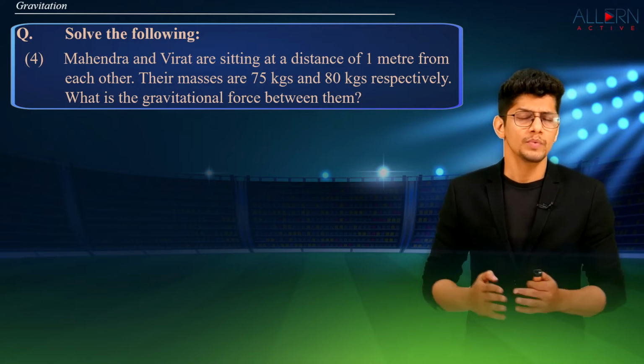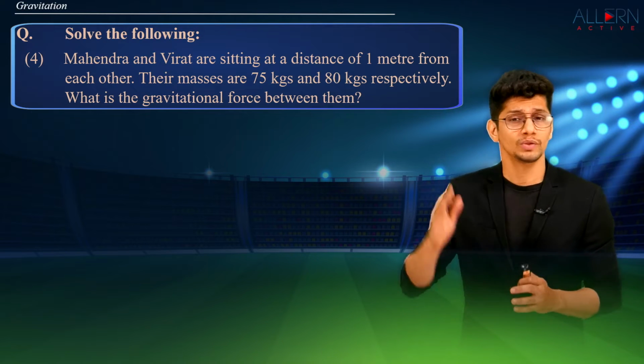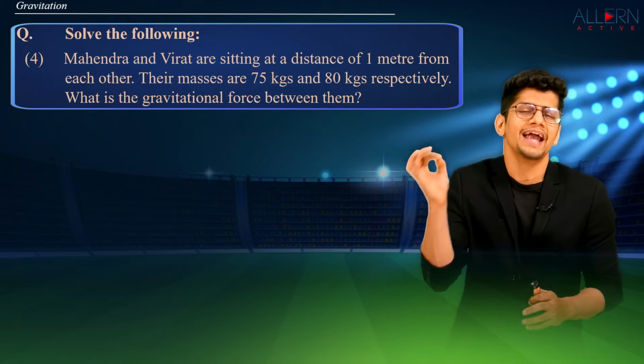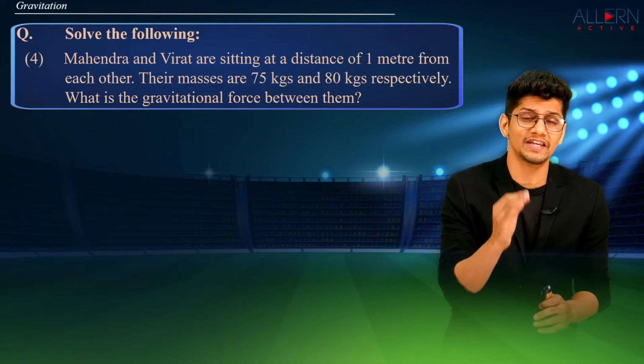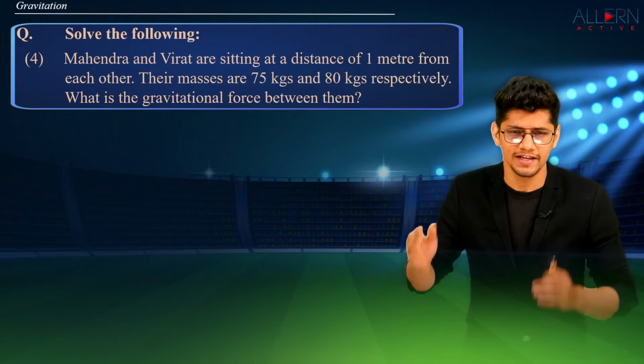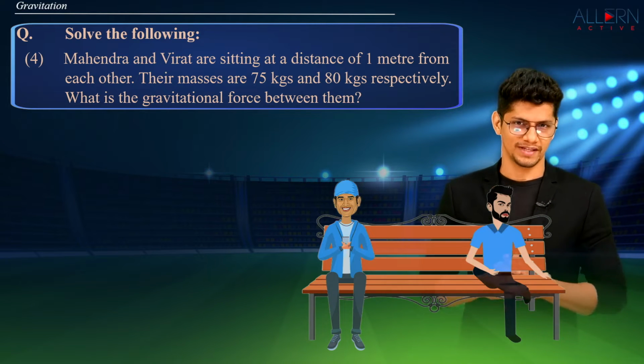So, how do we start? We simply start by reading the question. So, let's read this question. Mahendra and Virat. So, first of all, we can see we have Mahendra and Virat in the question. So, let us have Mahendra and Virat with us.